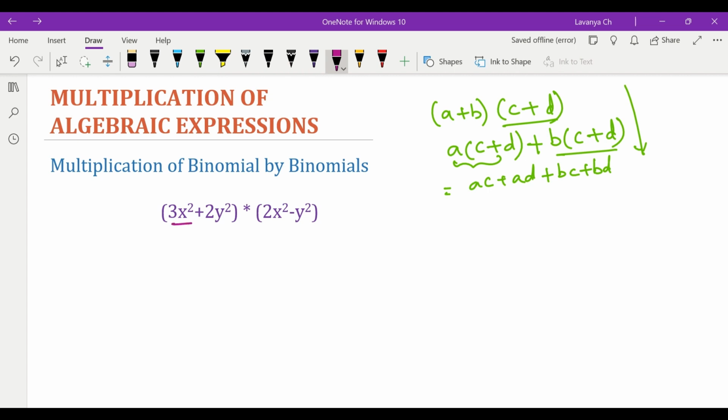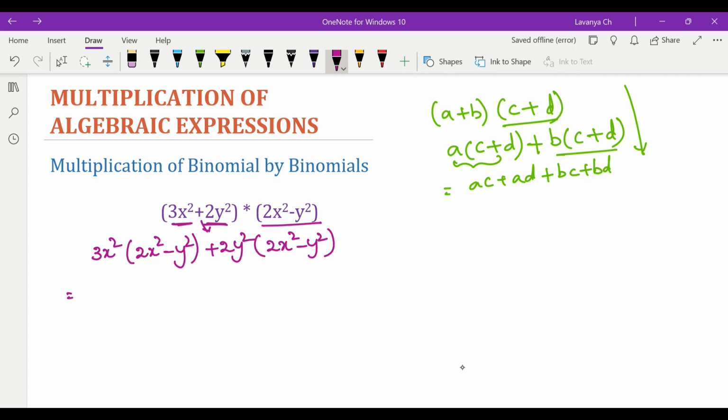Now here, the first term from the first binomial is 3x square. Into the second binomial we have to write it as 2x square minus y square. Now the plus will come down as it is, plus and this entire term 2y square into the second binomial, that is 2x square minus y square.